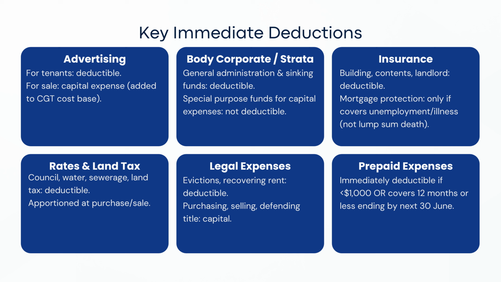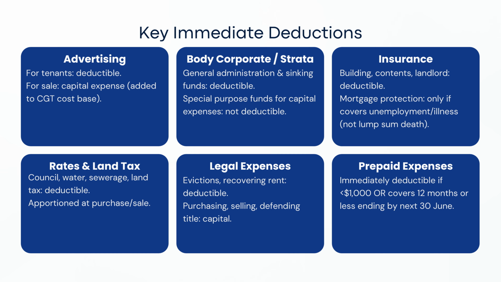Let's look closer at immediate deductions. Advertising for tenants is deductible, but advertising to sell the property is a capital cost. Body corporate payments are deductible for general administration, but special levies for capital works are not. Standard insurance is claimable, but mortgage protection insurance is only deductible if the policy makes loan repayments during unemployment or illness, not if it pays a lump sum upon death.